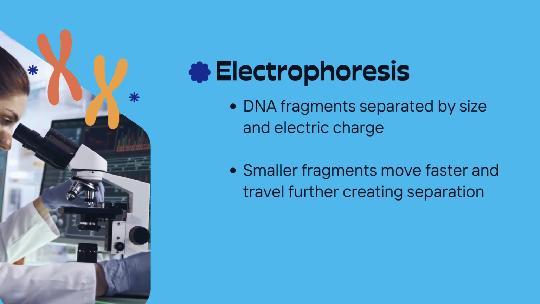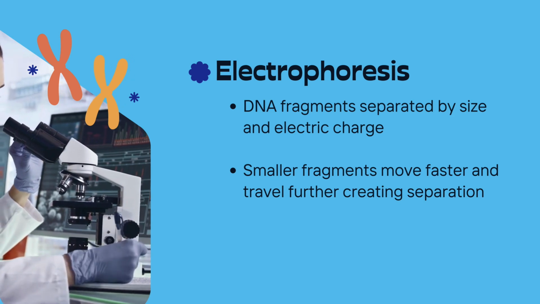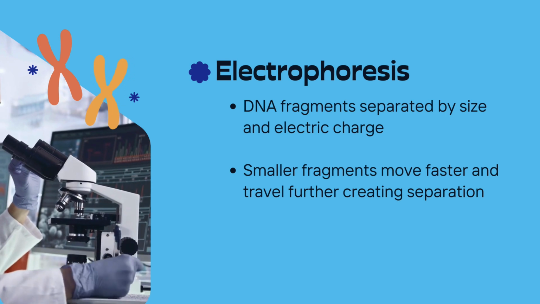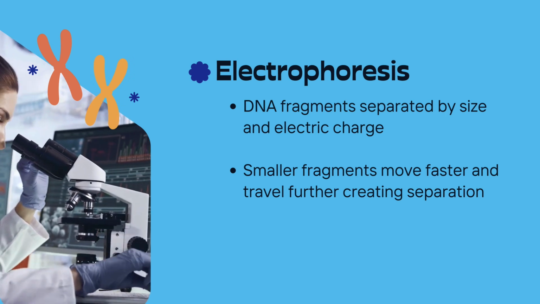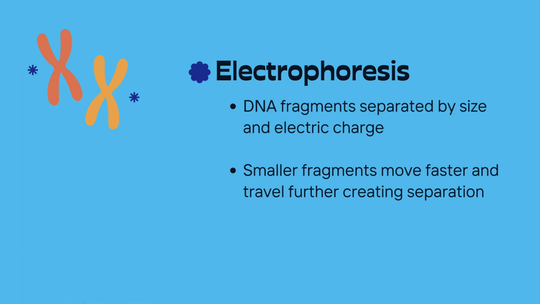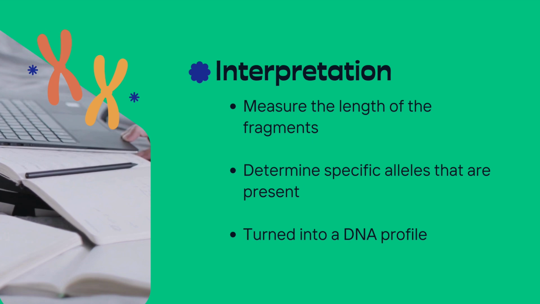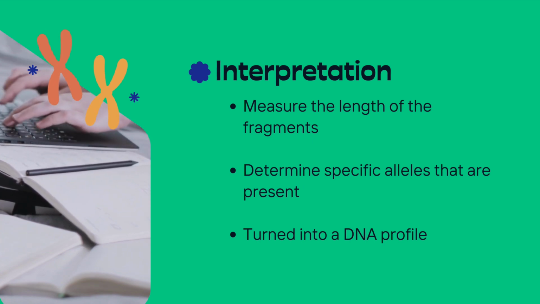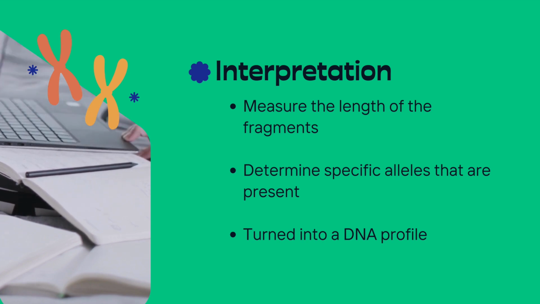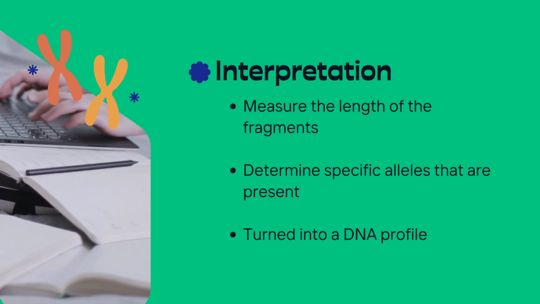This is achieved by placing the DNA samples in a gel and applying an electric current. The smaller fragments move faster and thus travel further than the larger fragments, allowing for effective separation and visualization of the different DNA fragments. The final step involves measuring the length of the DNA fragment and determining the specific alleles present in the DNA sample. This information is turned into a DNA profile which can be used for identification purposes.